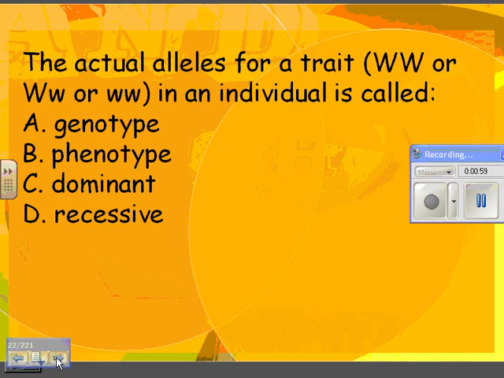The actual alleles for a trait, whether it's big W, or big W, or little w, what do you call it when you know exactly what alleles they have? And that is called the genotype. Think of your genes. You can't actually see your genes. You can see the result of your genes, but you can't actually see your genes unless you have one of those fancy machines that reads off your A, T, C's, and G's. So genes for genotype, those are the ones you can't see, but you've got them. So here's your genotype.